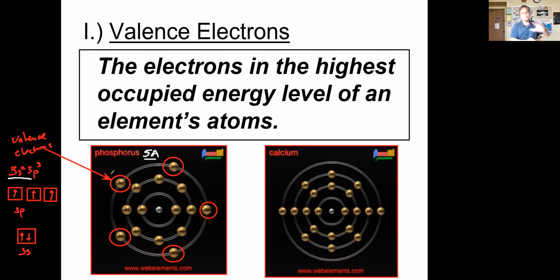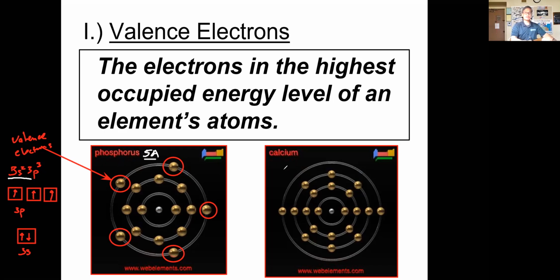After that, what you need to make sure you understand and remember is that of the 5, 2 are in the 3s orbital and 3 are in the 3p orbital, which means you have 1 pair and 3 unpaired. That is going to be critical as we move forward. Not only do we need to be able to recognize the valence electrons, we need to be able to identify how they interact with one another. So for phosphorus here, we have 2 that are paired and 3 that are unpaired. That's how they interact with one another.